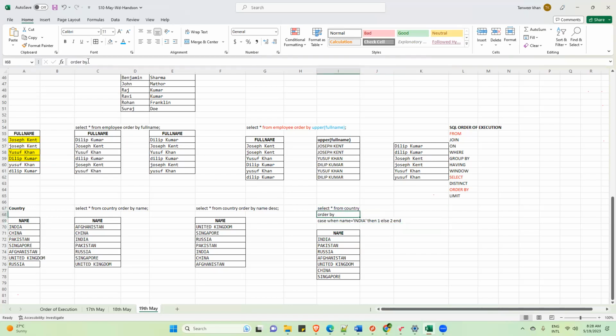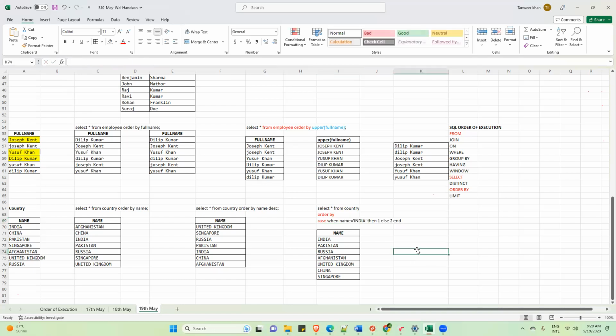Here I have written order by. What is the meaning of order by? To sort the data, correct? The meaning of order by is to sort the data. After order by, in all the previous examples, you will see that I have given a column name, right? But here I have not given any column name. So what I have done here, I have written first of all case.